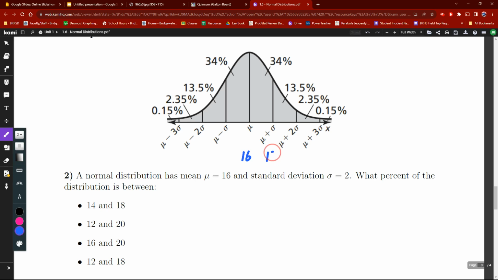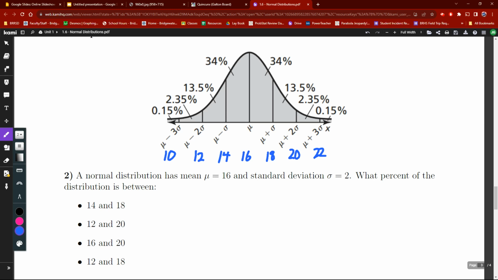So mu plus sigma, or the mean plus one standard deviation, will be 18. 20 is going to be out here, and 22 is going to be here at 3 standard deviations. Then I'll go the other direction down to minus 3 standard deviations: 14, 12, and 10. And now if I want to figure out what percentage of my values should be between any two of these values, I'm just going to add the percentages that correspond to the area between the two lines.